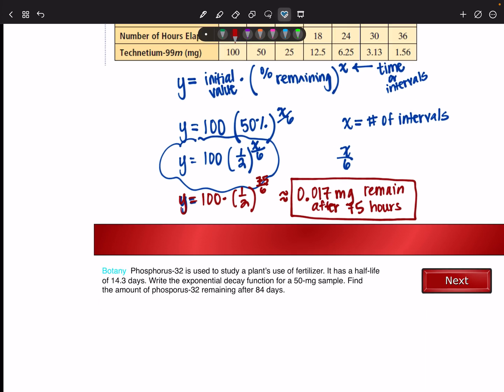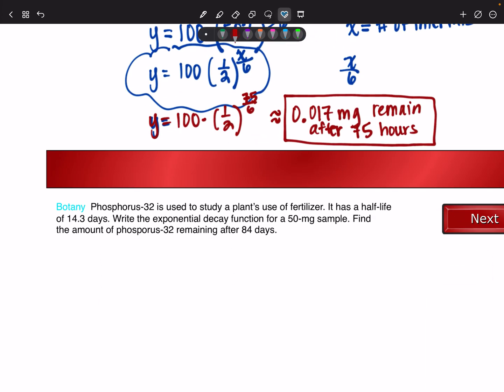Let's do another one and make sure we've got this. Phosphorus is used to study a plant's use of fertilizer. It has a half-life of 14.3 days. Write the exponential decay function for a 50 milligram sample. Find the amount remaining after 84 days.